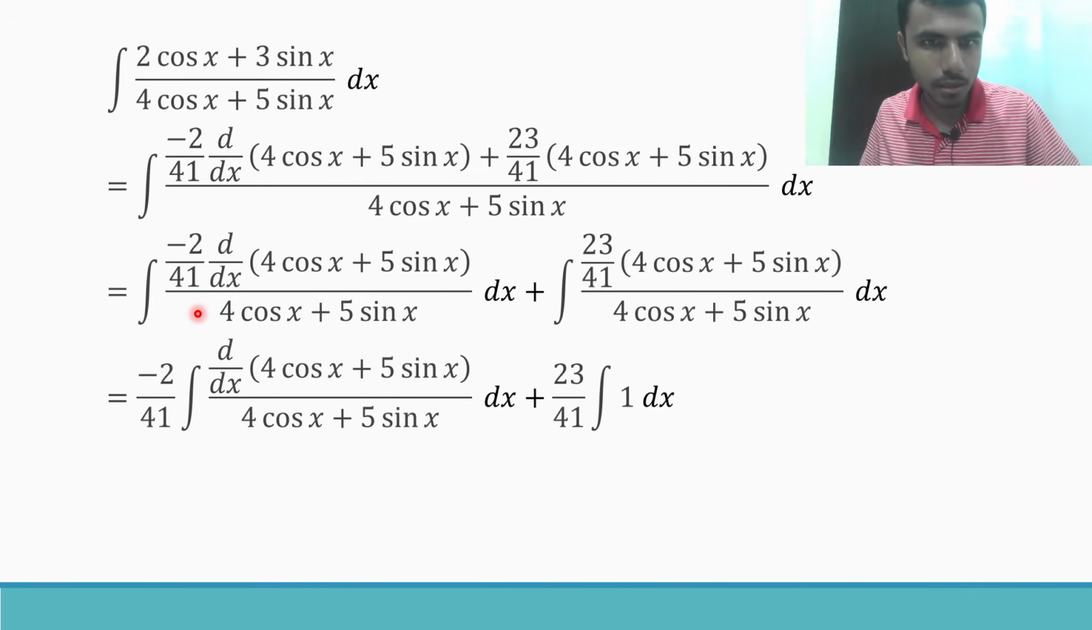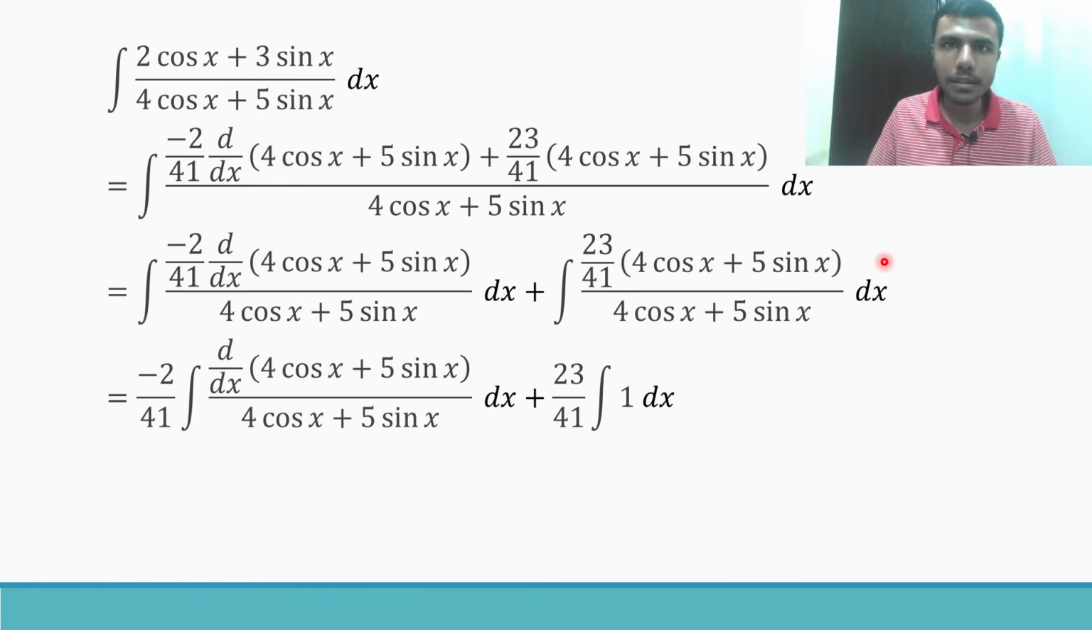Chalo. Now I did not do anything much. I just wrote this minus 2 by 41 here. Since this is a constant, this can be brought outside of the integral. Fine. Now this 23 by 41 also can be brought outside the integral. Now if you see, here I have 4 cos x plus 5 sin x. Here also I have 4 cos x plus 5 sin x. So these two would cancel out each other. Ultimately, I'm left with 1. Cancel out in the sense like 1. I hope you guys get me. Fine.